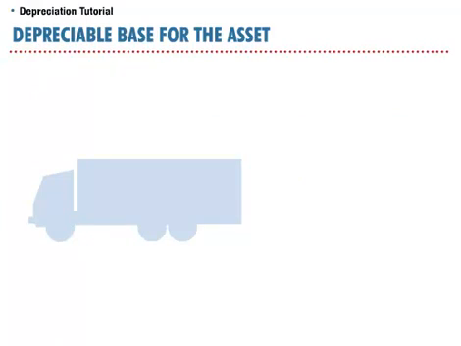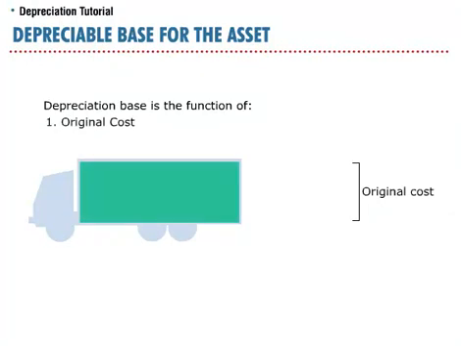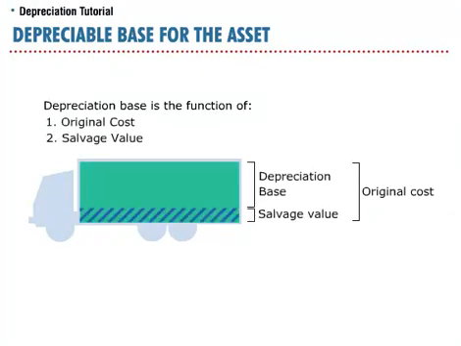The base established for depreciation is a function of 2 factors, the original cost and salvage or disposal value. Salvage value is the estimated amount that will be received at the time the asset is sold or removed from service. It is the amount to which the asset must be written down or depreciated during its useful life. To illustrate, if an asset has a cost of $10,000 and a salvage value of $1,000, its depreciation base is $9,000.